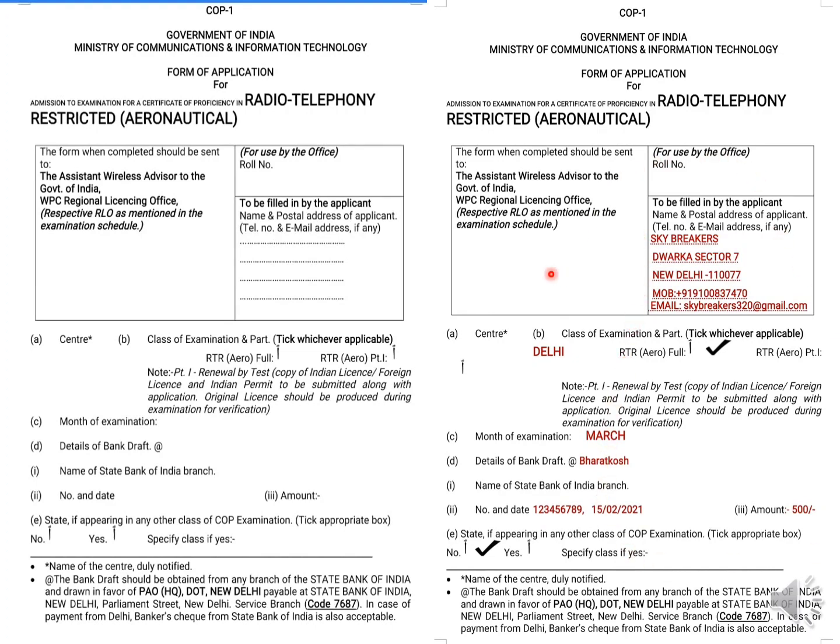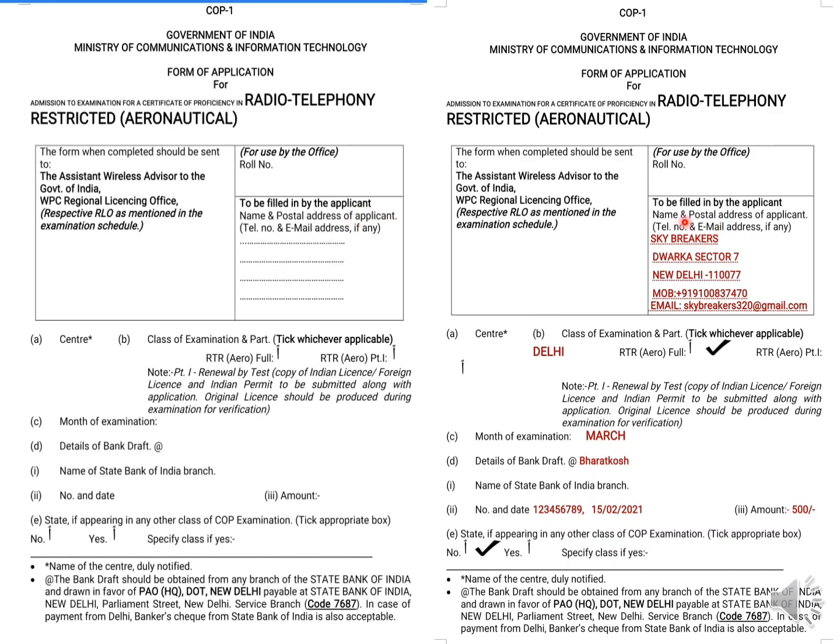Here we go. You can see the header. This and all is not required, and the form when completed should be sent. This also is not required. Disregard this. For use by the office, that is, they will give the roll number, and you need not write anything here.